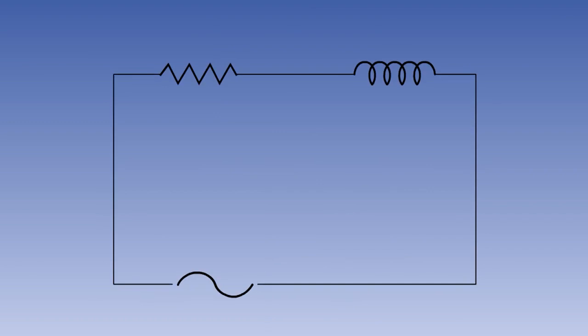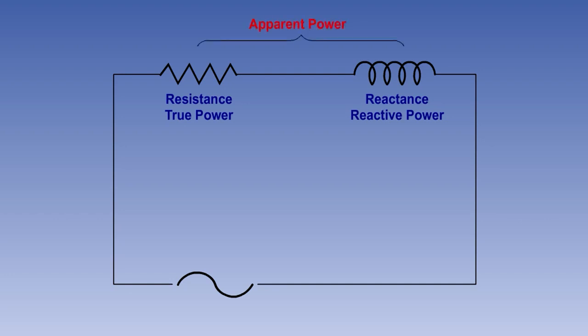A practical AC circuit will always have some resistance and some inductance. The amounts of each will depend on the construction of that circuit. The circuit may also have capacitance if capacitors are fitted. All AC circuits therefore have both resistance and reactance. These will produce true and reactive power respectively. The total power being felt in the circuit will be the vector sum of the true power and the reactive power. This power is known as apparent power.